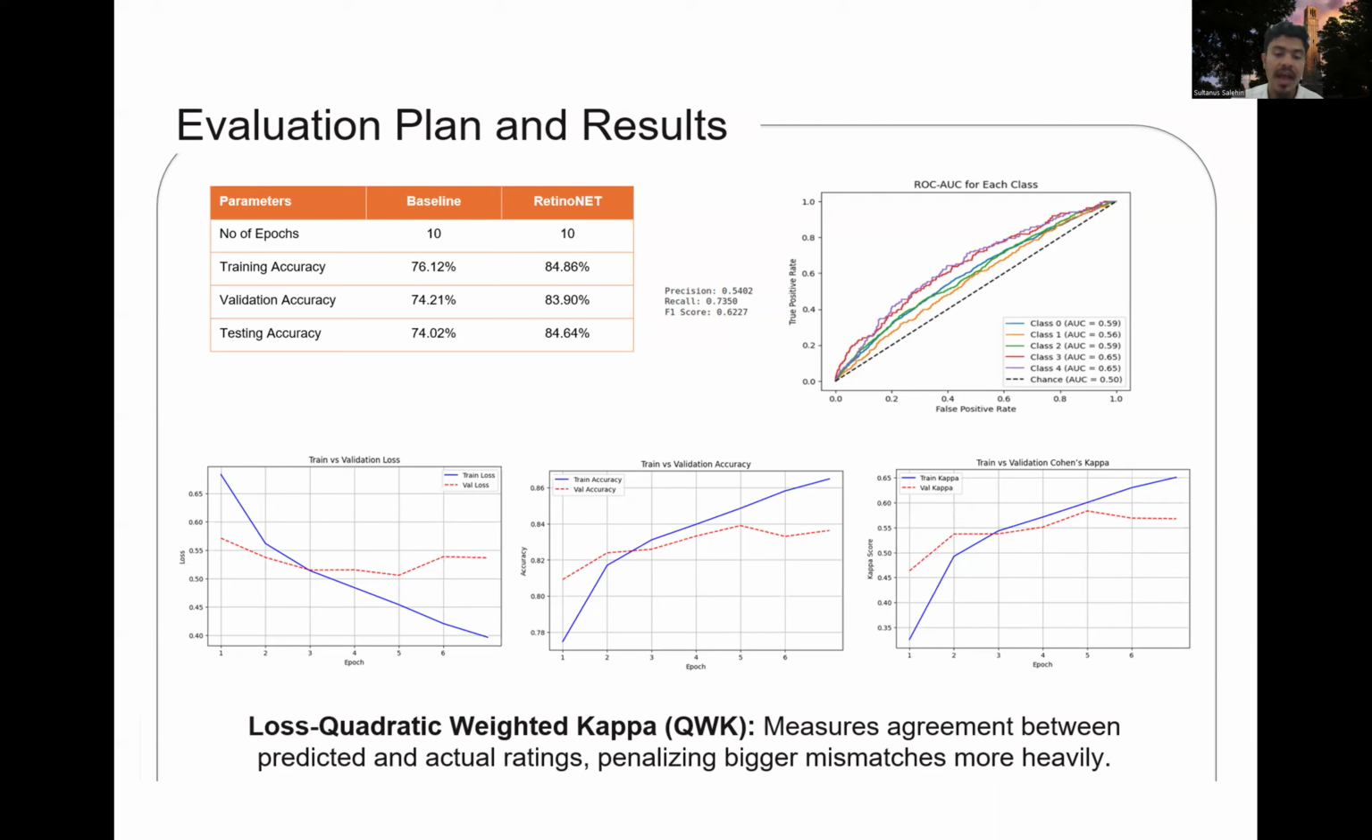You can see from the loss, and these are for the final RetinoNet, not the baseline one, that after the 7th epoch, the loss gets better, and the accuracy also gets better. And for Cohen kappa, let me clarify what kappa is. We introduced a loss function called quadratic weighted kappa loss. It measures the agreement between predicted and actual ratings, which penalizes bigger mismatches more heavily. So if the network confuses class 0 with class 4, it penalizes the network more than if it confuses class 3 with class 4. So that's how the Cohen kappa loss is calculated.